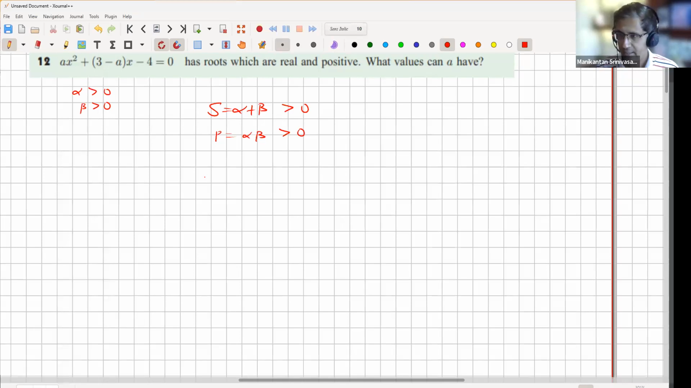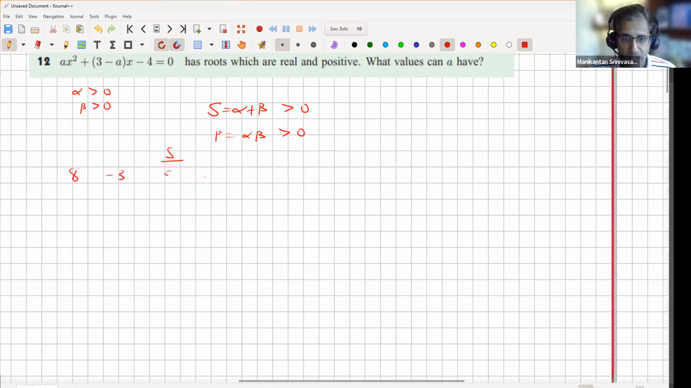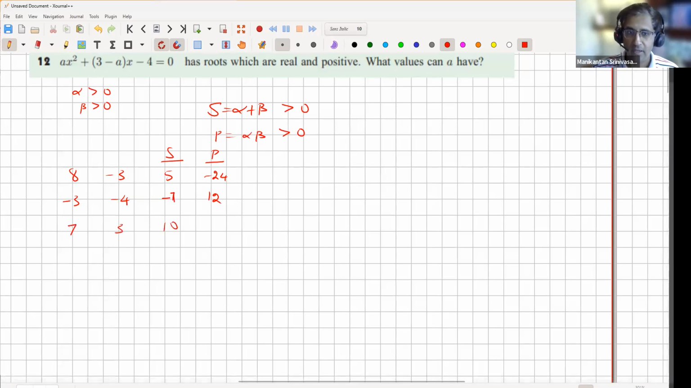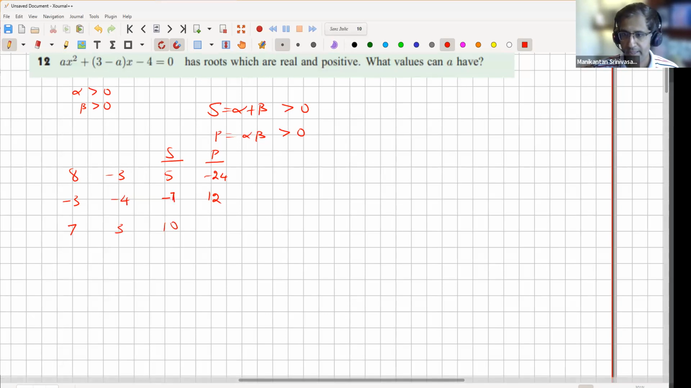Forget the quadratic again. Let's think of just numbers. If we have two positive numbers, then the sum is also positive, the product is also positive. That's the property of two positive numbers. Whereas if one of them is positive and one negative, the sum might be positive, but the product will be negative. If both are negative, the sum will be negative, but the product will be positive. So the only combination where the sum as well as the product are positive is when both the roots are positive. Does it make sense?